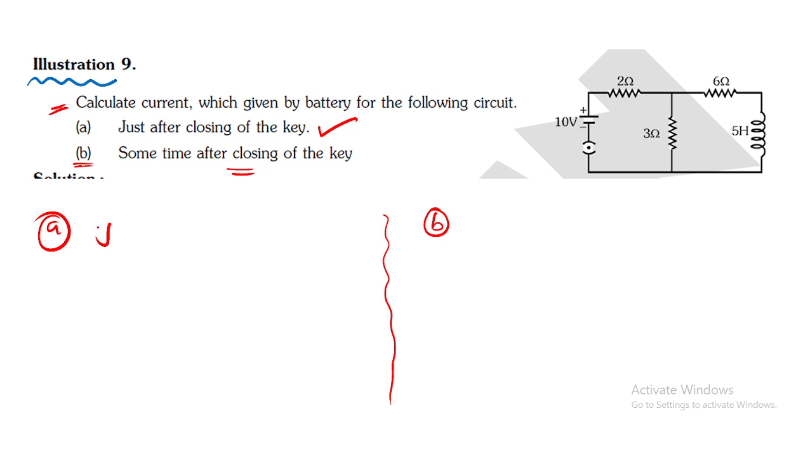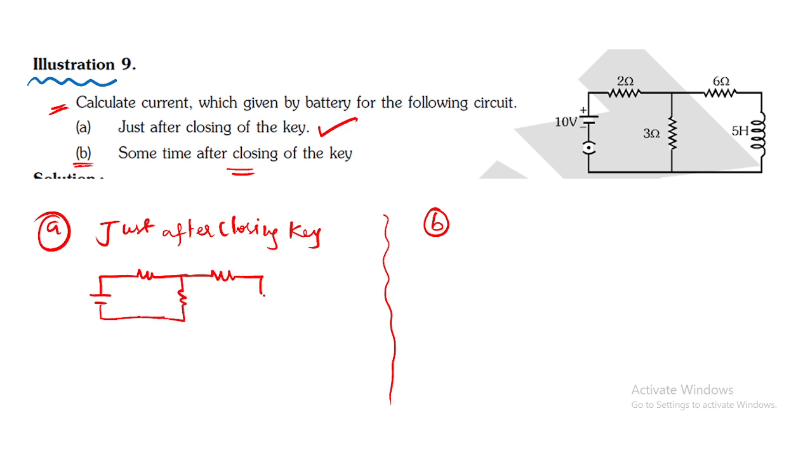So I have a question. This one, just after closing a key. Just after closing a key, what happened, buddy? Immediately, for example, the current is going through this. You see, this is the pattern of the circuit. Here you have a 5 Henry. Am I correct here? Here you have 6 ohms, 3 ohms, and then you have 2 ohms, and then a 10 volt. Yes or no?